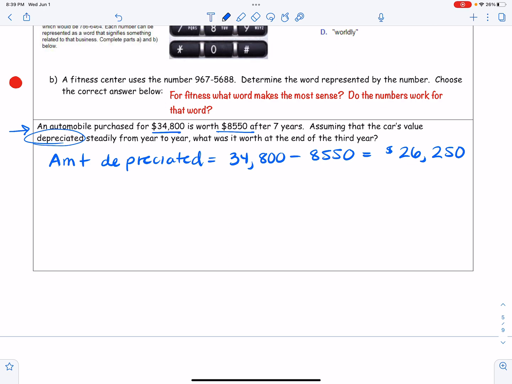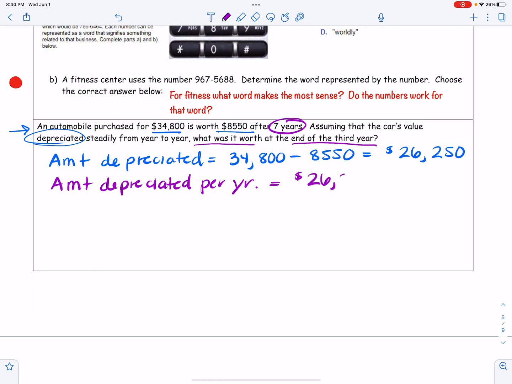All right, now when I start to look at, okay, I need to answer the question, I want to know what was it worth at the end of the third year. So I'm going to need to know a yearly amount of depreciation, so that I can apply it to the third year. So now I'm going to figure out the amount that it depreciated per year, given that this happened over 7 years. To do that, I'm going to take $26,250 and divide it over the 7-year period, and that's going to tell me it depreciated by $3,750 every year.